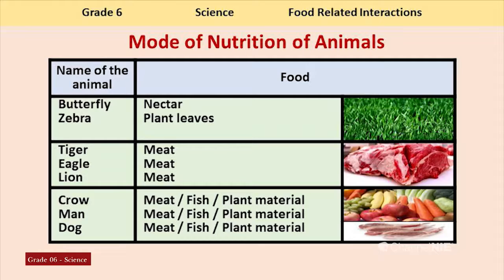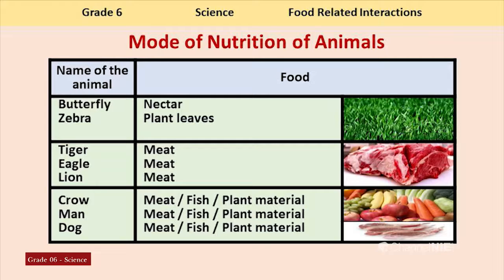Look at the first row of the table. The animals like butterfly, zebra, they depend on plant material. The butterfly depends on nectar, you know it. The zebra depends on plant leaves, the leaves of the plants. Fruits, vegetables, all are plant material. So you can understand that the first row of the table gives you the animals that consume only plant matter.